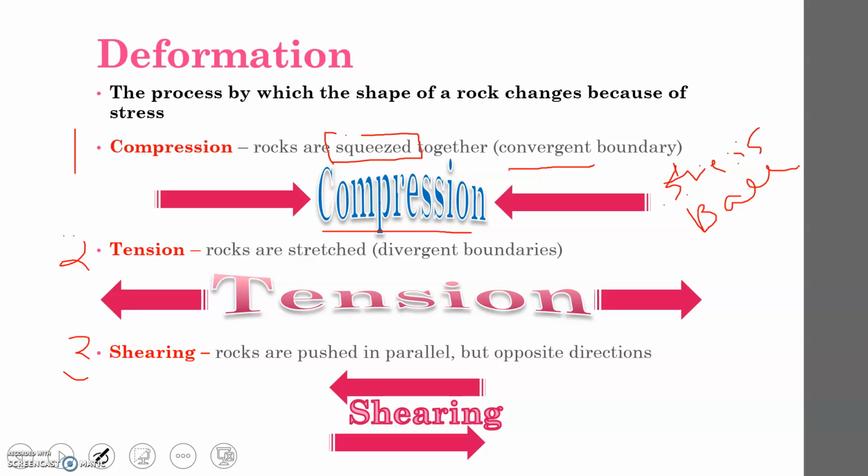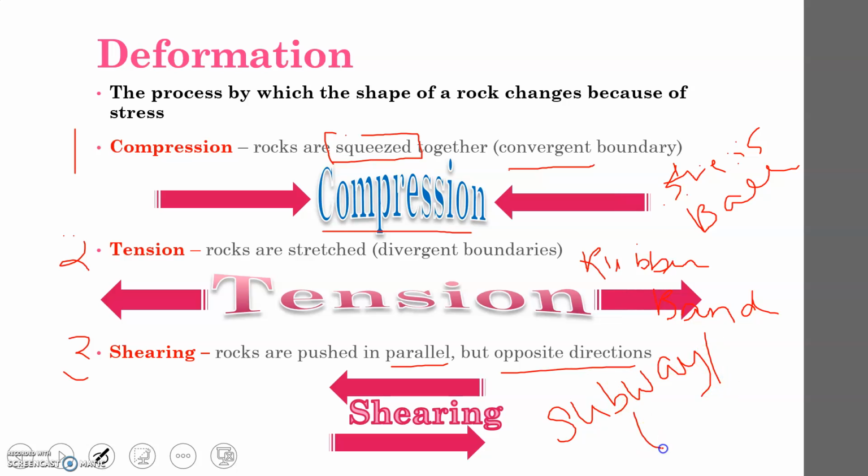Okay. Tension is the second type of deformation, and it's where rocks are stretched. And so it's going to be like a rubber band. And the third type is shearing, and this is where rocks are pushed in parallel but opposite directions, okay? Kind of like subways or trains.